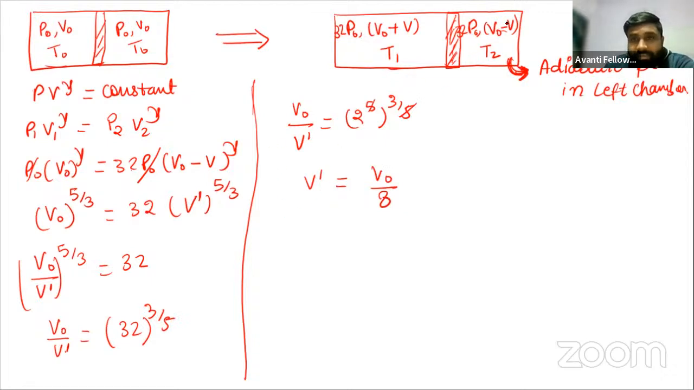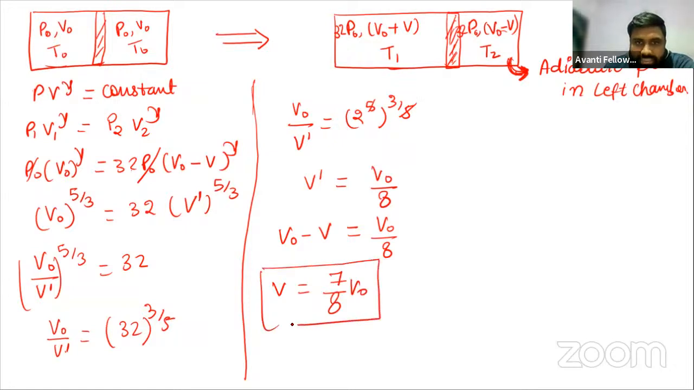Now, what is the value of V? How much is the expansion? How much is the compression? So we can say that it is V naught minus the final volume, V naught by 8. So V here will become 7 by 8 times V naught. So this is the compression. So 7 by 8 times V naught, this volume has expanded, and 7 by 8 V naught, this volume is compressed from V naught.